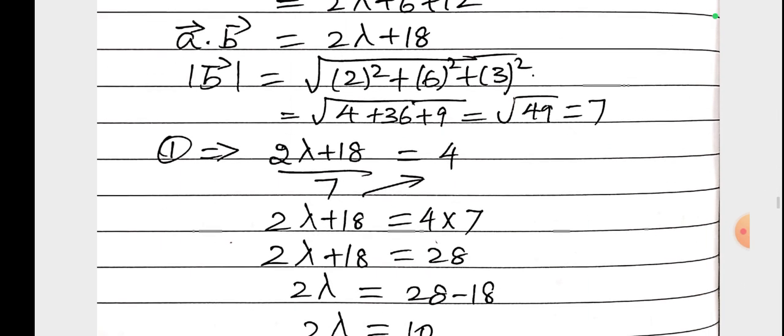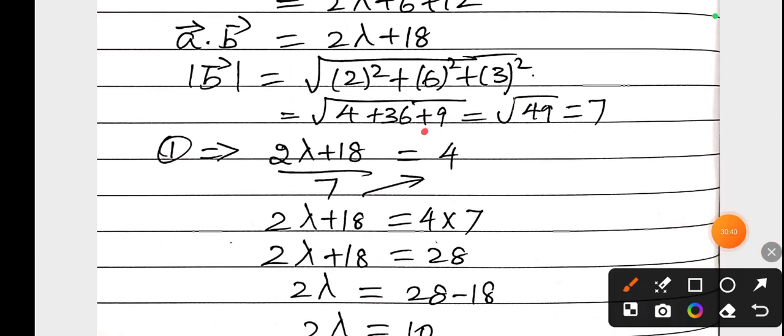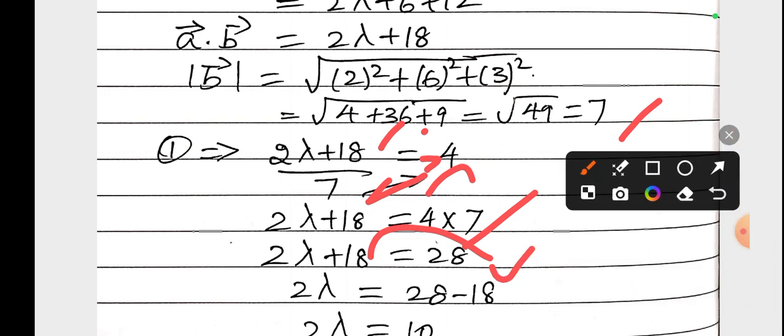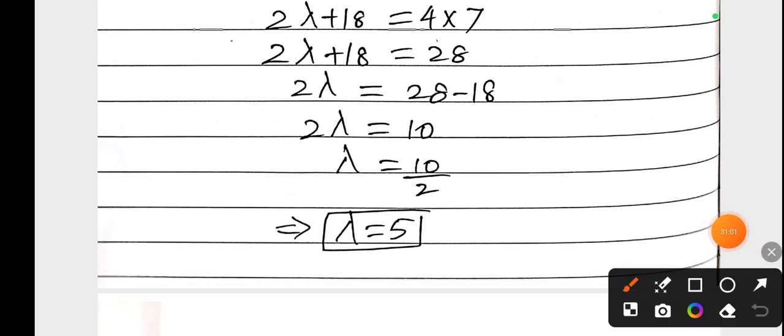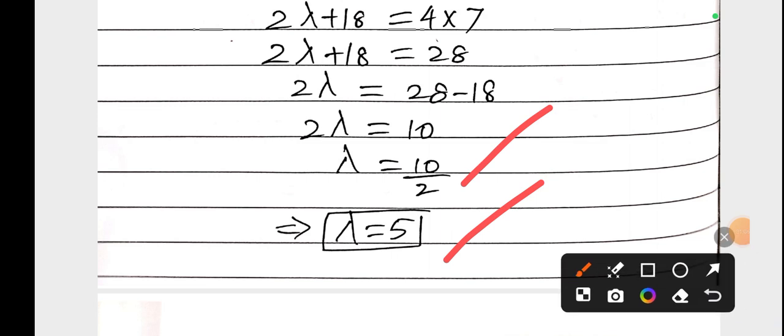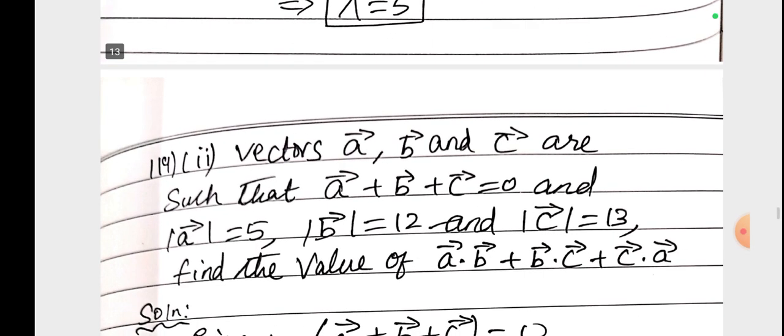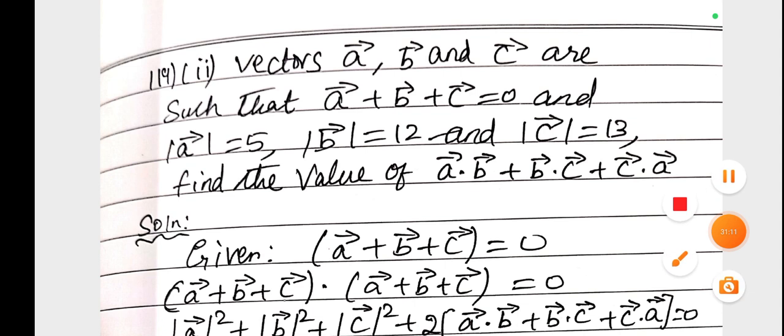Then magnitude of B vector equals root over 4 plus 36 plus 9, so root 49 equals 7. So A dot B is 2 lambda plus 18, and magnitude of B vector is 7. The division by 7 goes across as multiplication. So 4 sevens are 28. Plus 18 comes over as minus 18. So 2 lambda equals 28 minus 18, so 2 lambda is 10. Lambda equals 10 by 2, that's lambda equals 5. Clear? Important.